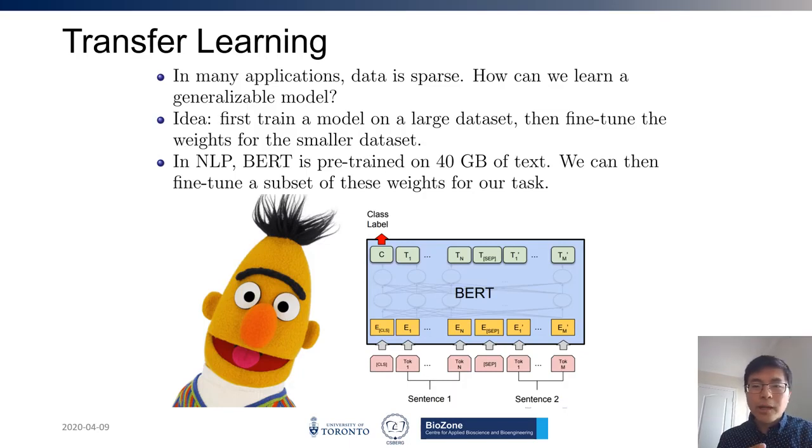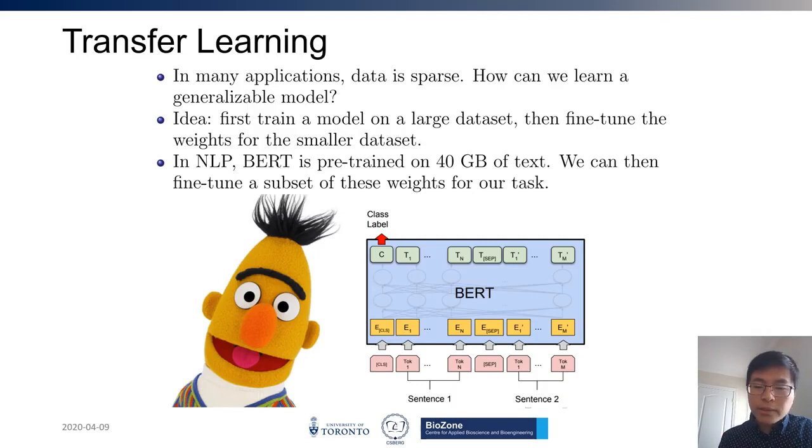For example, if you're looking at pictures, looking at a larger data set, perhaps we'll get the first few layers to capture features like edges or curves. And then you can fine-tune parts of that model, or even add additional layers to the end of that model, but keeping some of those weights fixed. And then you fine-tune it for your smaller data set.